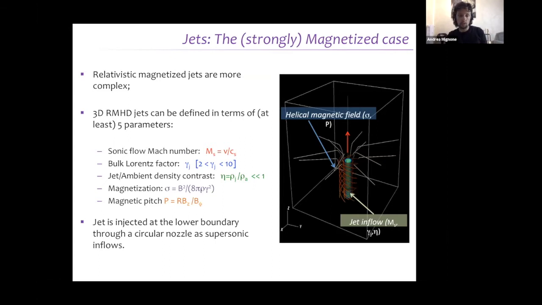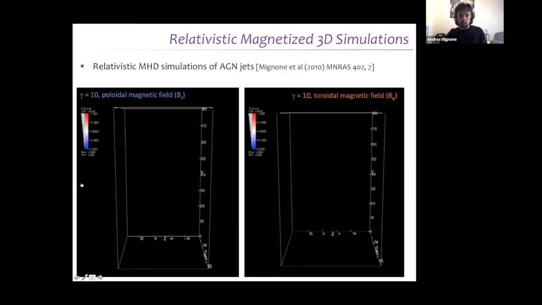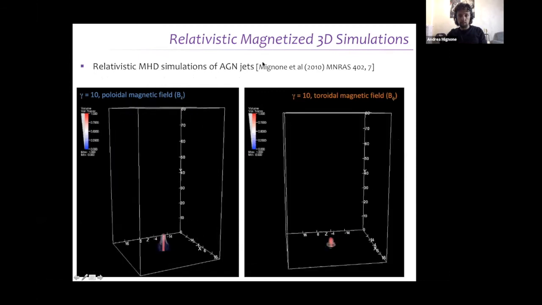The magnetization is usually labeled with sigma, and it gives you the strength of the field with respect to the bulk kinetic energy of the flow, while the magnetic pitch gives you the ratio between the poloidal component, Bz, and the azimuthal component, okay? Because of course, the magnetic field can have a different topology. You can have field in straight lines or circles or open lines or whatever. So the topology of the field is actually very important in this situation, because as we shall see, that can lead to different morphology.